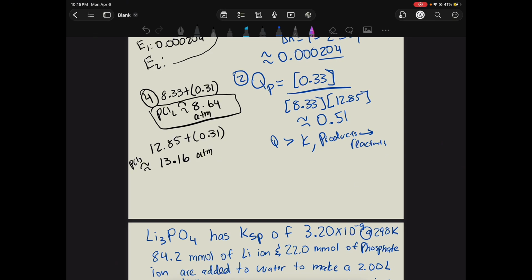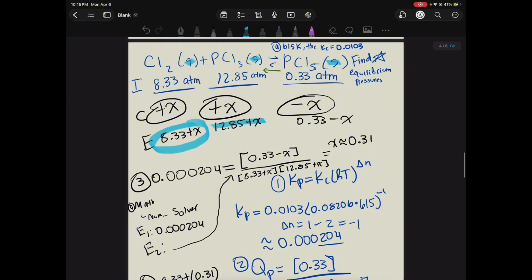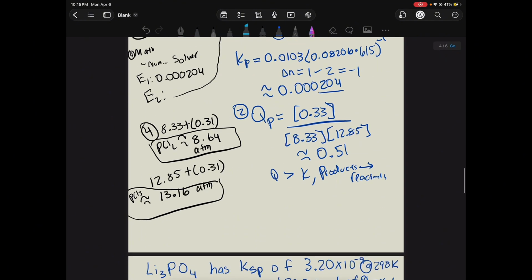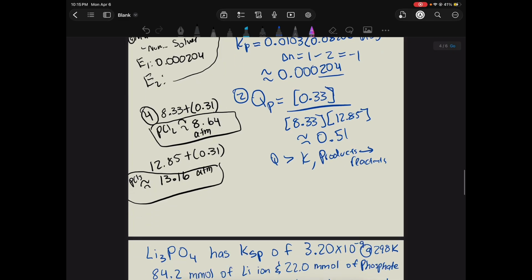And then lastly, I want you guys to try this. If we're given the E value for PCl5 as 0.33 minus x, it would simply be 0.33 minus 0.31, which would get us, as you guys probably got, 0.02 ATM as the value for PCl5.